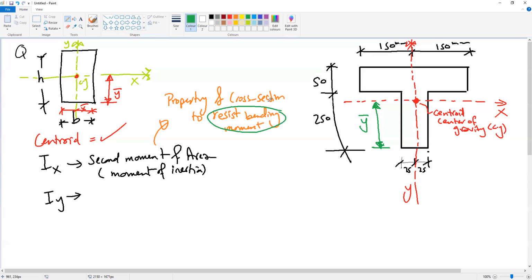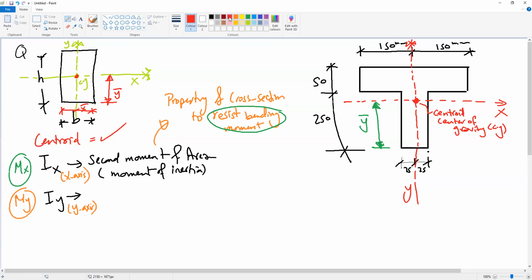to the section. So if the section is under Mx, Ix is the ability of the section to resist Mx. Iy is the ability to resist My. Okay, so these two terms are some of the properties of the section about the x-axis and y-axis. Ix is the inertia about the x-axis, Iy the inertia about the y-axis.